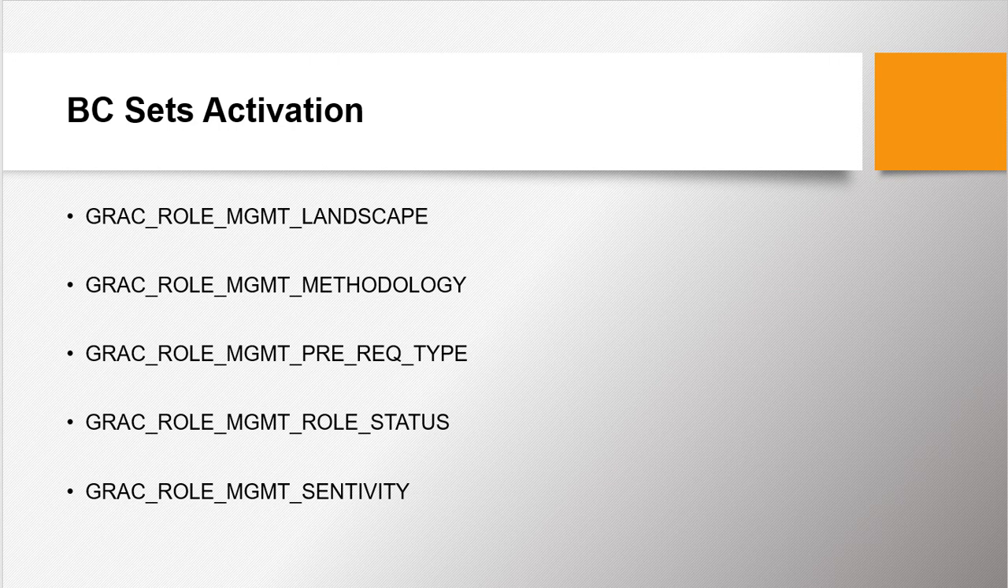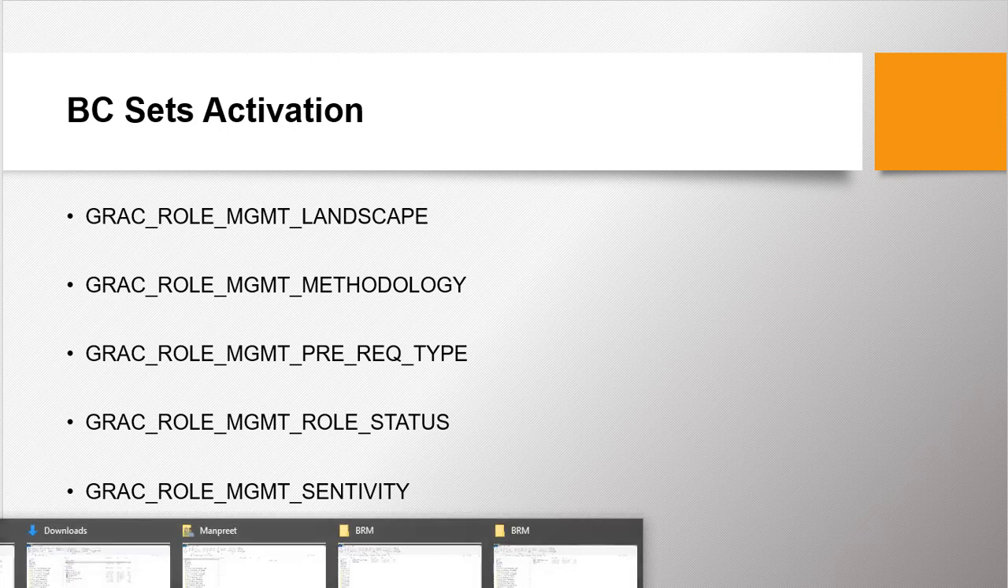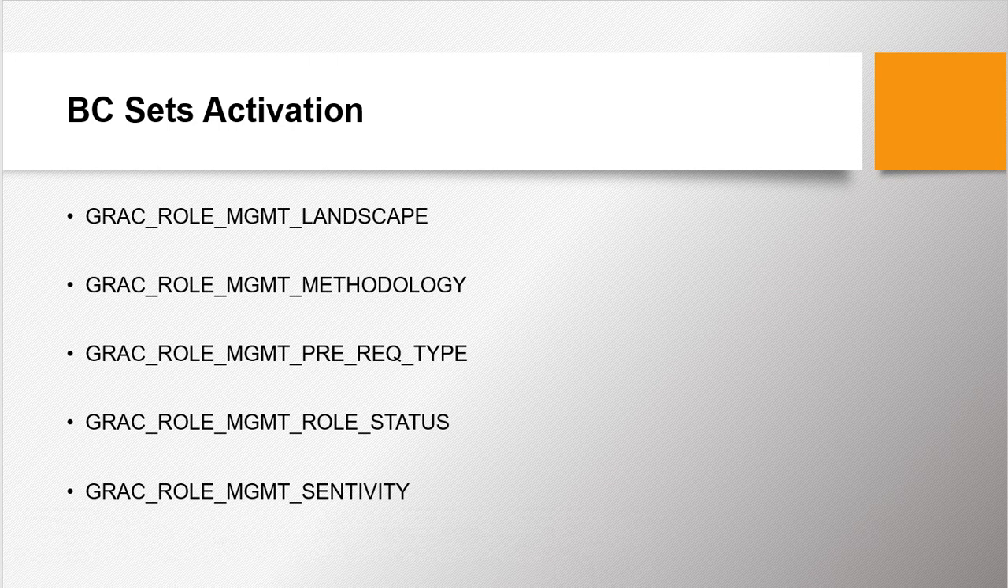Now you have basically 5 BC sets that you would need to activate for BRM. So these are the 5 BC sets that you need to activate. What these BC sets contain, we will see in our demo video when we try to activate these BC sets.